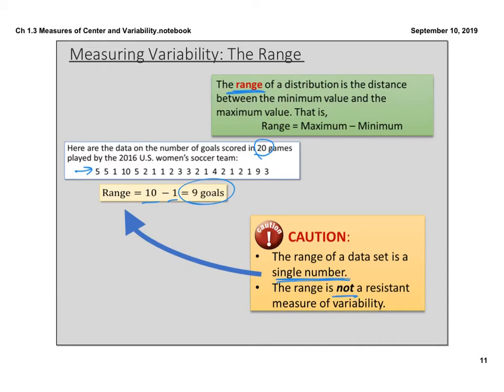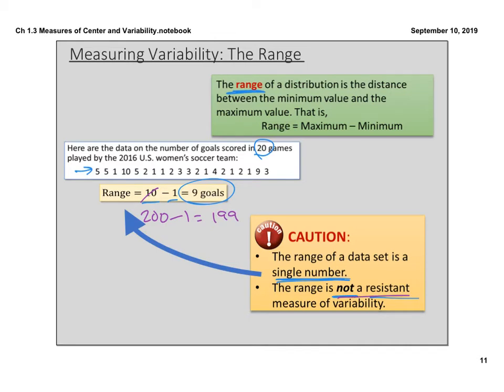The range is not a resistant measure of variability. It's going to go with the data. If I go back to that extreme value, let's say their greatest number of goals is 200, which obviously is a pretty ridiculous number of goals to score in a soccer game. But just to see the point here, let's say their maximum number of goals was 200. That would make my range 199 goals.